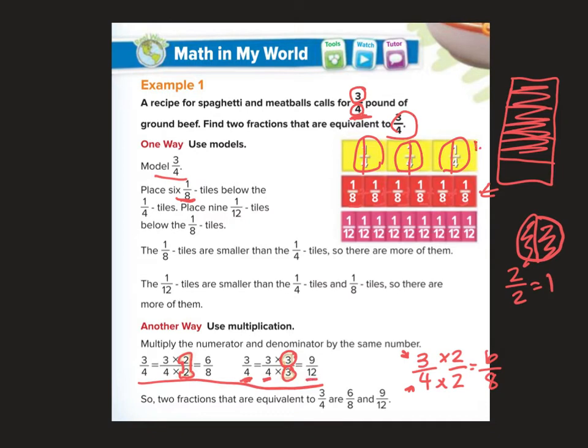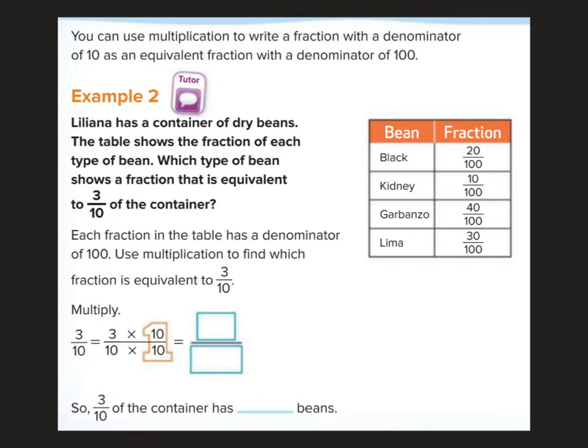And notice how 9/12 and 6/8 and 3/4, they're all worth the same amount. There is not one that is more than the other. They're worth the same. And that is called equivalent fractions. Next, it just says you can use multiplication to write fractions with a denominator of 10 as an equivalent fraction with a denominator of 100. So let's dig into that, okay?